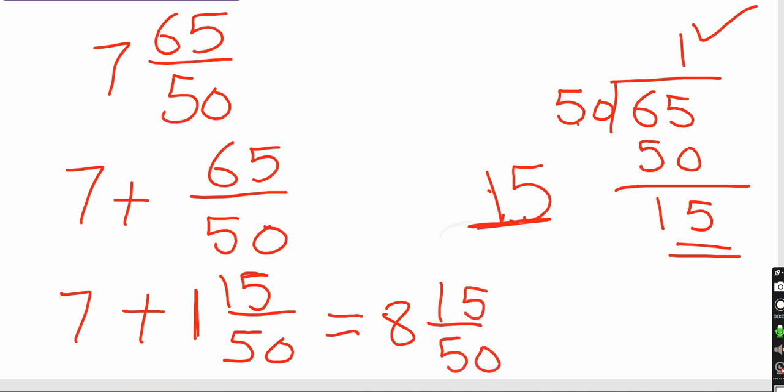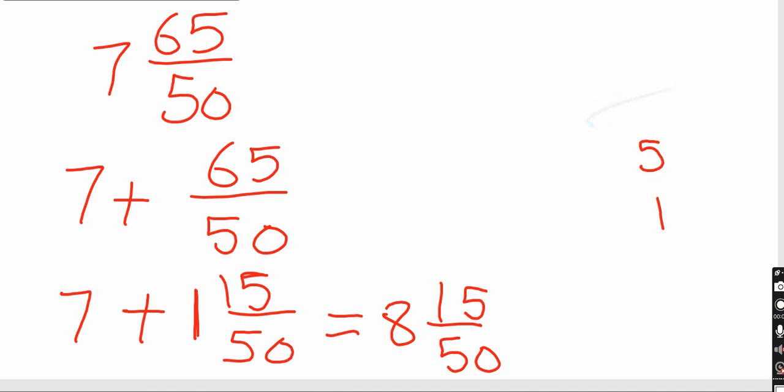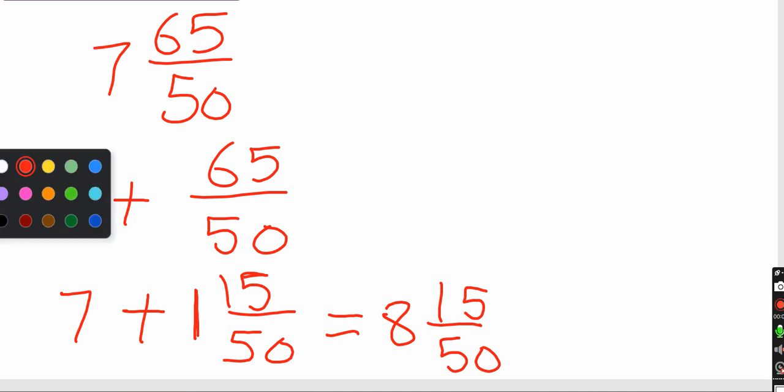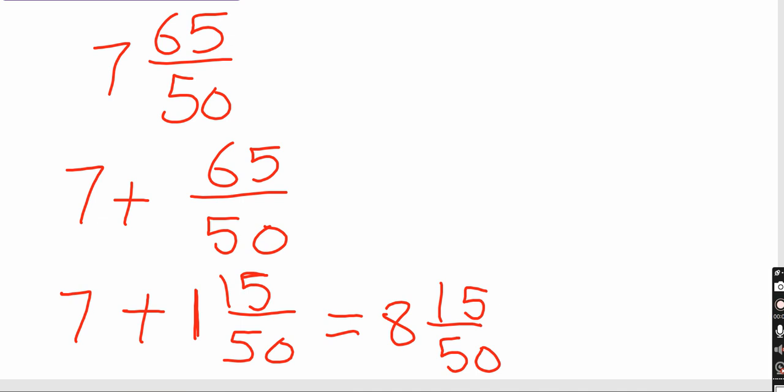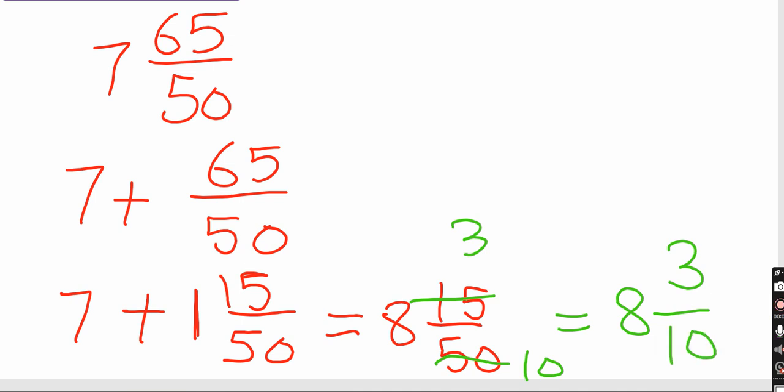Let me remove the mess from the screen. So it is 8 whole 15 by 50. Now we will further simplify it. 15 comes in the table of 5. 5 threes are 15, 5 tens are 50. So the new answer will become, the whole number remains the same, 8 whole 3 by 10.